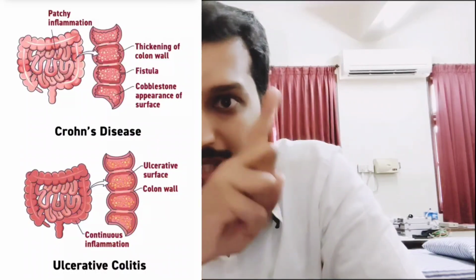And one more thing I forgot to tell: ulcerative colitis is a continuous lesion compared to Crohn's disease. Crohn's disease was a skip lesion.